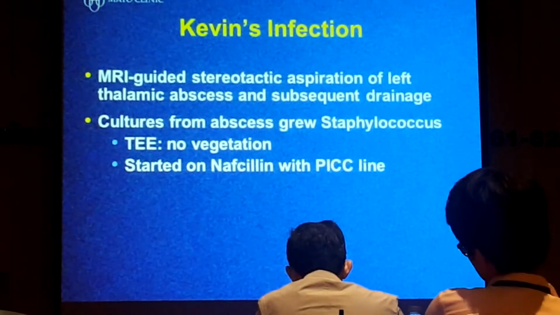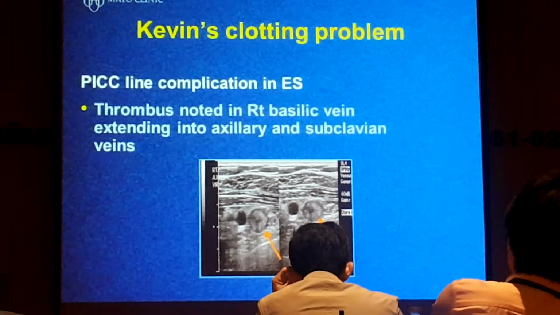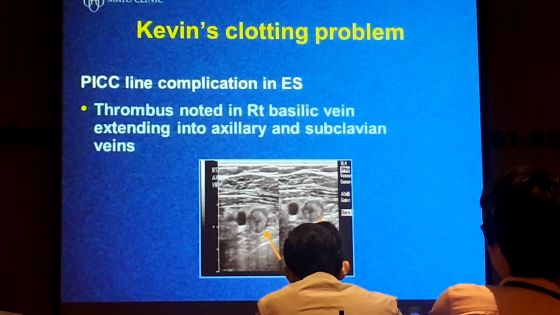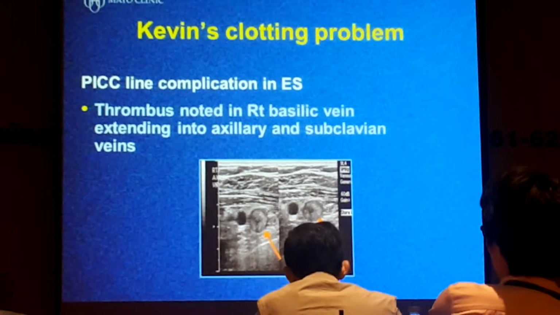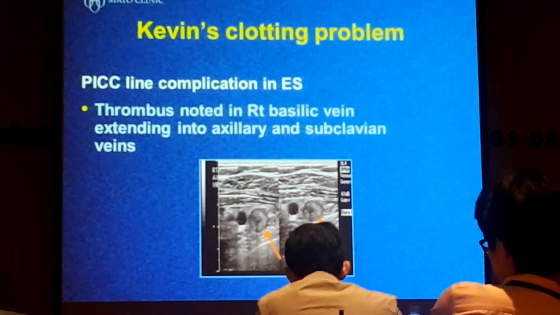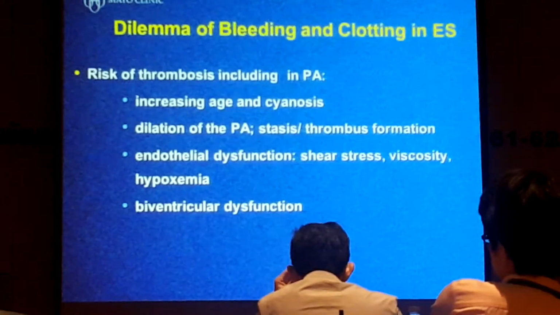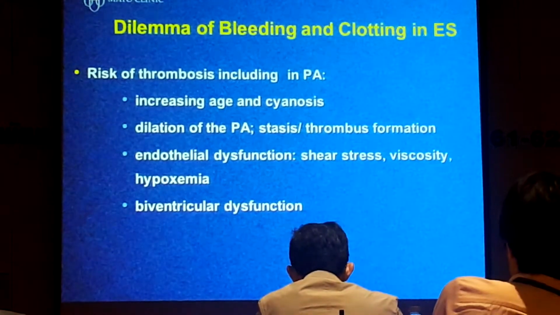He had an open drained abscess. Unfortunately, what happens with the PICC line? He clotted his axillary and subclavian vein. So why do patients with Eisenmenger syndrome clot? Unfortunately, there are clotters and bleeders in the same patient. They clot because of the cyanosis and the changes in their clotting factors.